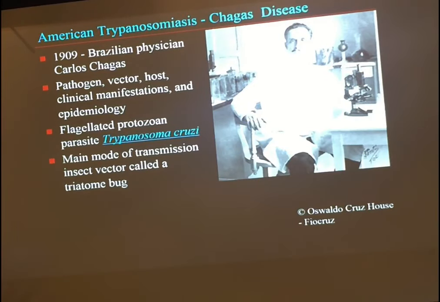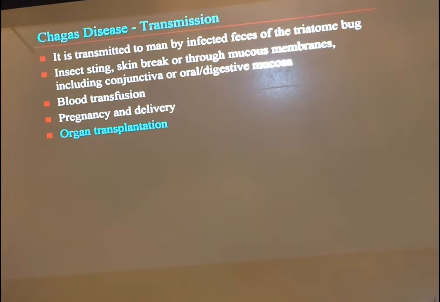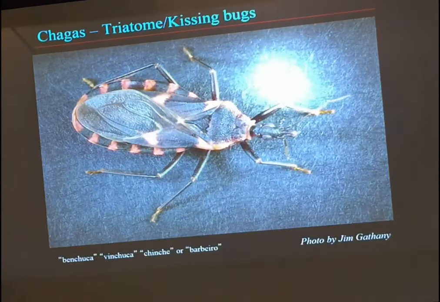The disease was named after Carlos Chagas, and the parasite is Trypanosoma cruzi. The transmission is through the reduviid bug or the triatome bug. And there's various methods of transmission for Chagas, and organ transplantation is another one. Blood transfusion and foodborne is being reported more and more recently.